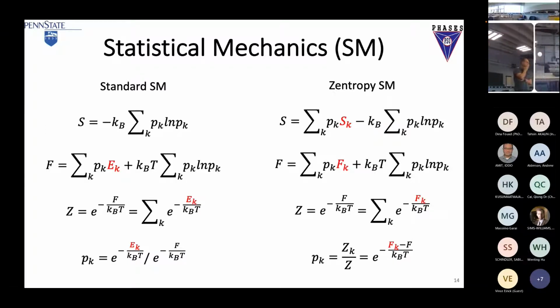Can I just clarify your notation? So E is internal energy. That's right. And F is Gibbs. It's a Helmholtz energy. Helmholtz energy. But if you use temperature and pressure, would it be the Gibbs energy? So it's a free energy. This is for the canonical system, so it's Helmholtz energy.